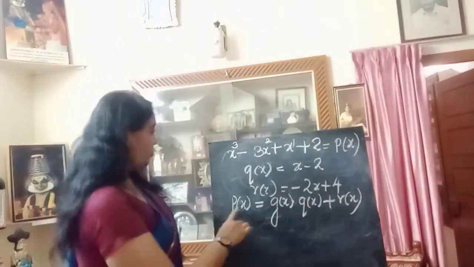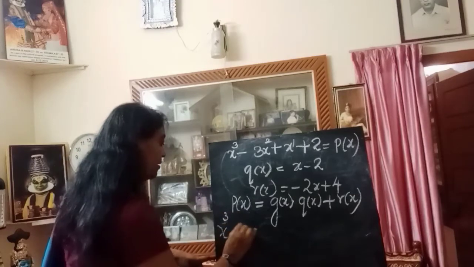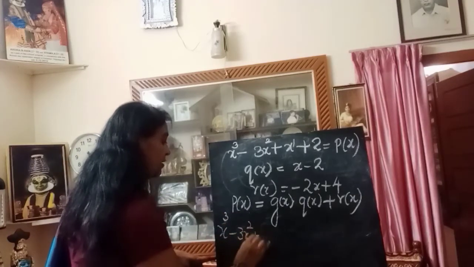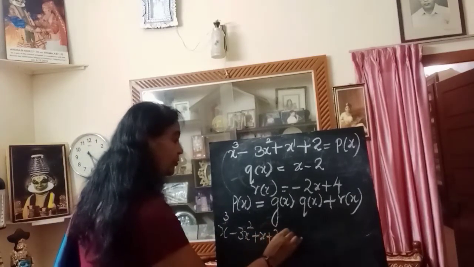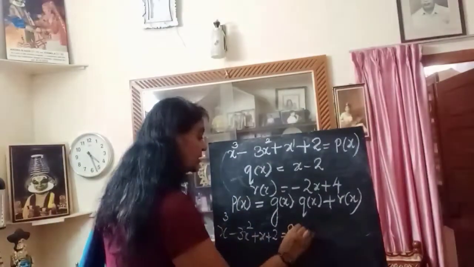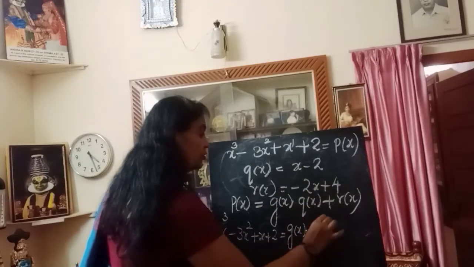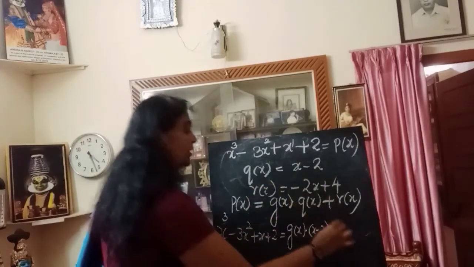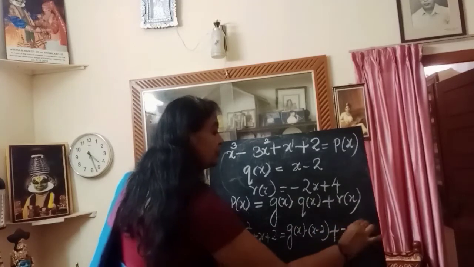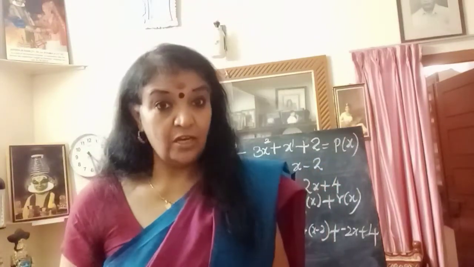Okay, so you substitute the value of p of x: x cube minus 3x square plus x plus 2. g of x we have to find out. g of x into q of x, which is given, x minus 2, plus r of x. r of x equal to negative 2x plus 4. And how to find the third term? Don't make any confusion about this. You have to keep it in your memory.